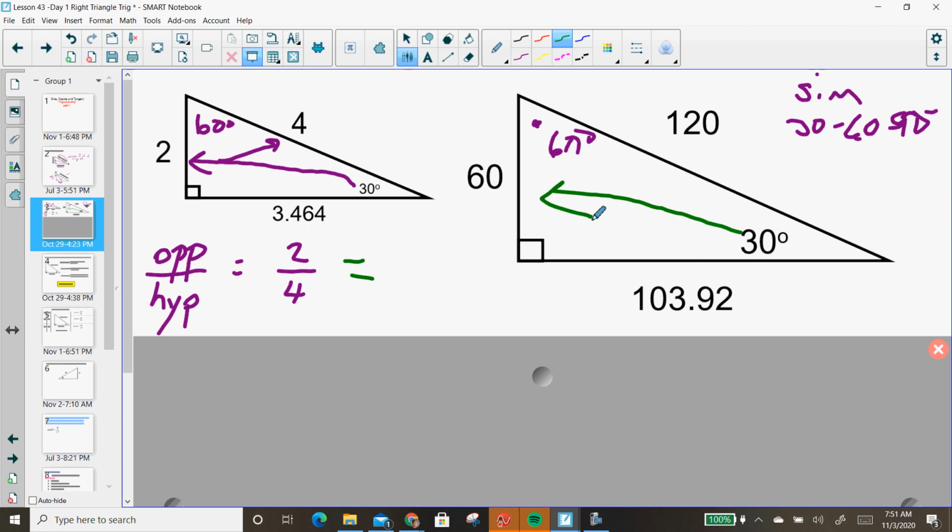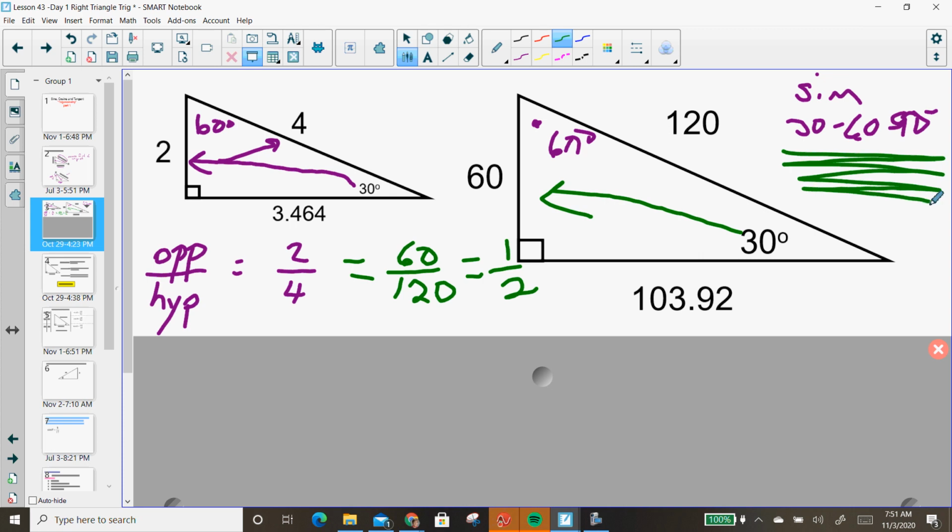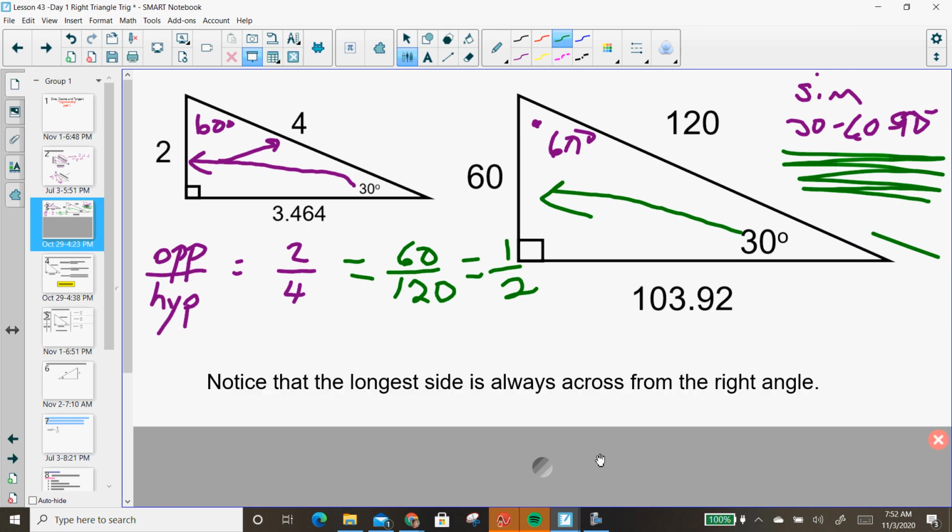So 60 is indeed the opposite side. The hypotenuse, the longest side, is 120. Is that also a half? And that's going to be true for any 30, 60, 90 triangle. The opposite side over the hypotenuse will always be a half. And that fits with our definition of similar: for similar triangles, all of the angles match up and are the same, and the ratio of the sides is going to be the same. So we would have expected that because of knowing that they're similar.